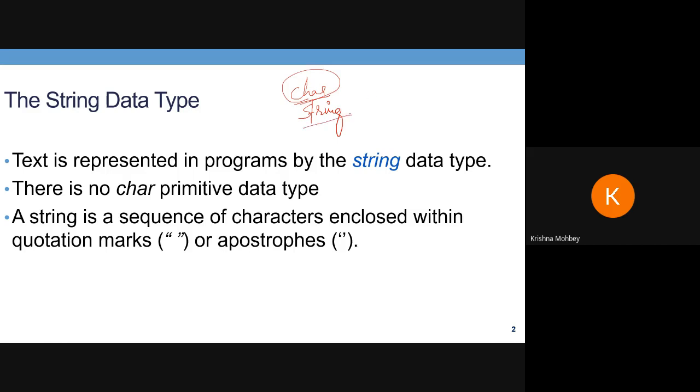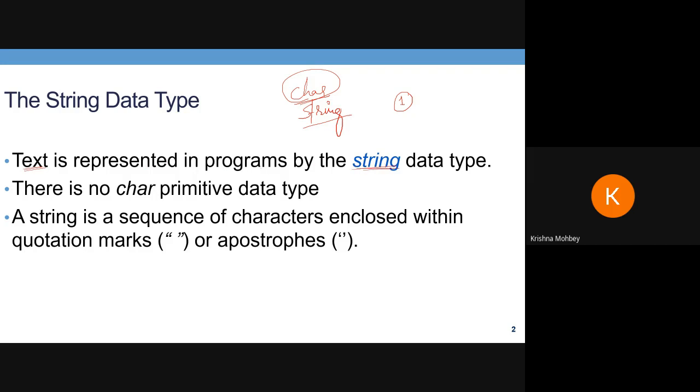In the string, we can store a single character as well as multiple characters. If we are storing a single character in a variable, that will be considered as a string with length 1. Also, any numerical value or floating value we want to store in the form of a string or text is possible. So text is represented in a program by the string data type.